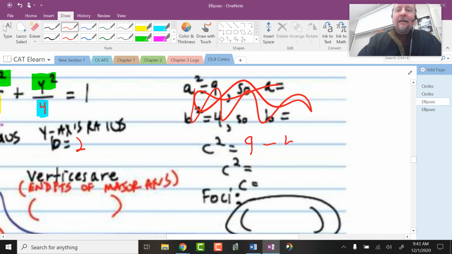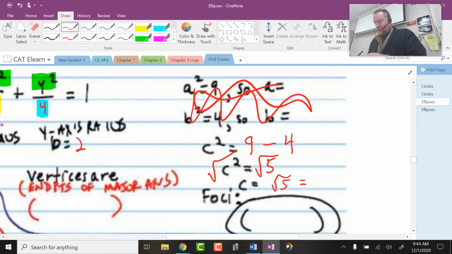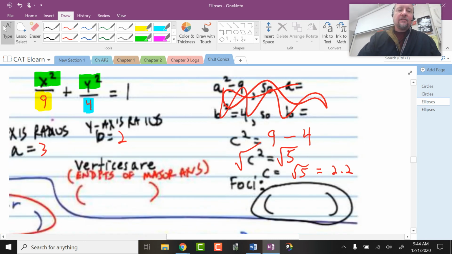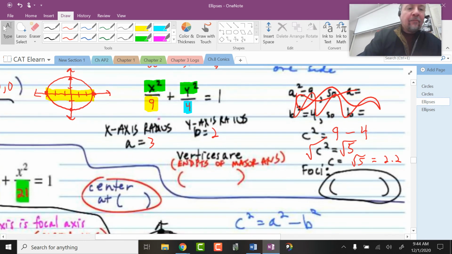All right, so let's find those foci. C squared equals A squared minus B squared, not A minus B. So 9 minus 4, and then we'll square root it. Okay, so the square root of 5. Let me type that on the calculator real quick, just to get an idea of where this is on a coordinate plane. 2.2 is good enough. I am going to move 2.2 right, 2.2 left. Good. The foci are inside the ellipse.